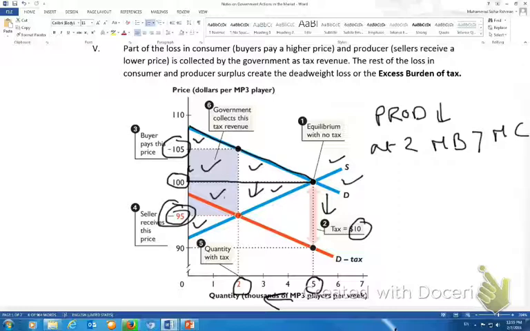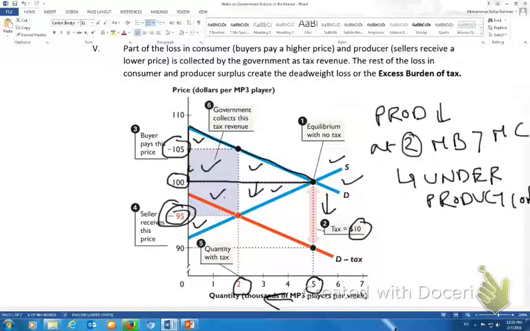So at quantity 2, our marginal benefit is greater than marginal cost, which means that the economy wants more to be produced, but it is not happening. As a result, there is an underproduction. Now we have seen before that whenever there is underproduction, there is always deadweight loss. What we are going to do now is we are going to try to understand the source of inefficiency.